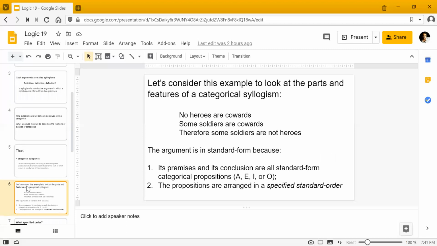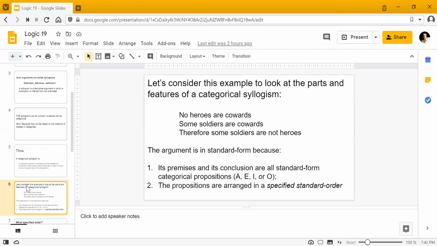So here's the first one. Let's look at this argument. No heroes are cowards. Some soldiers are cowards. Therefore, some soldiers are not heroes. This argument is in standard form. Why is it in standard form? We'll get to that in a bit, but let's first dissect it.